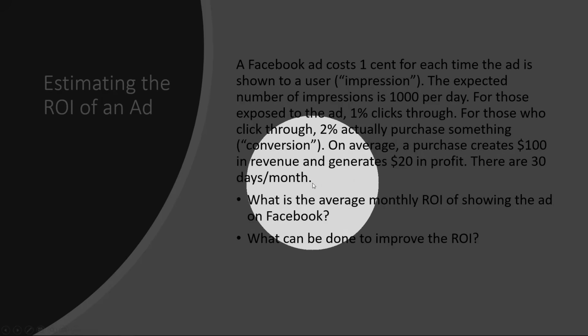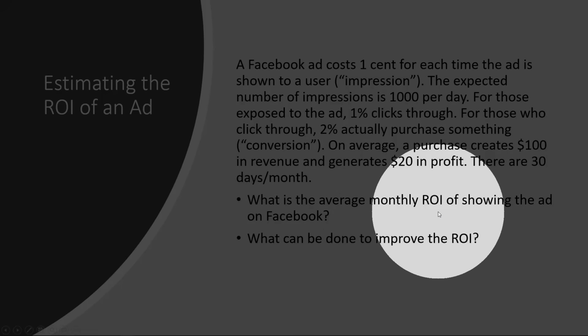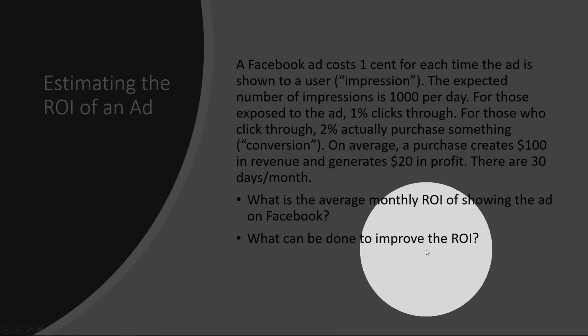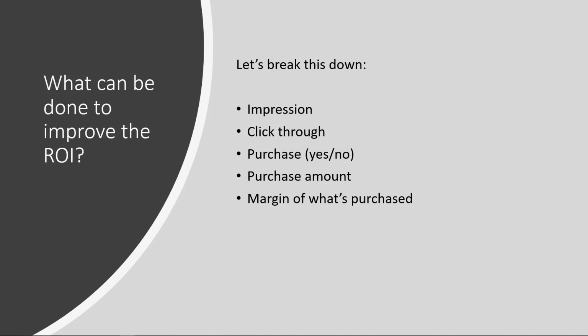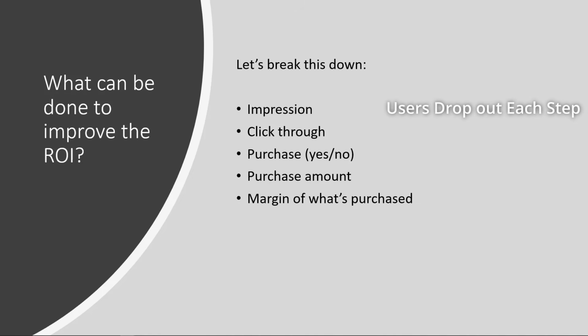So there are 30 days a month, and the question is, what is the average monthly ROI of showing the ad on Facebook, and what can be done to improve the ROI? As I said, we're going to show the calculation in Excel separately, but here let's take a look at what can be done to improve the ROI. The idea here is to break down this funnel-like process. The user first has to see the ad, that is the impression, and then has to click through, has to make a purchase, and how much they purchase, and then the margin of what's been purchased.